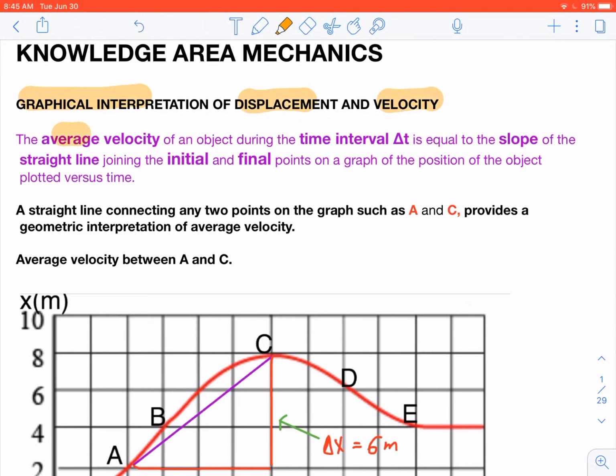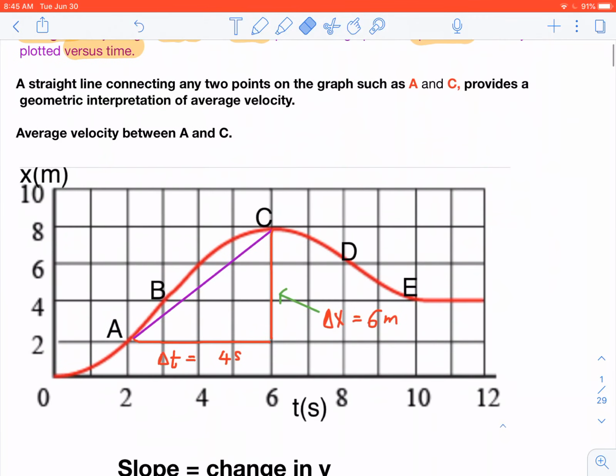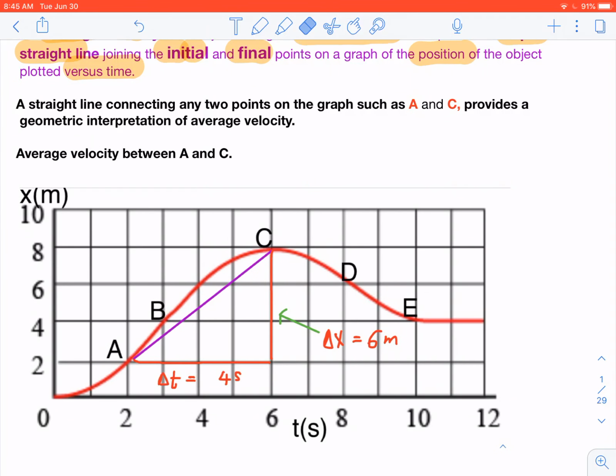The average velocity of an object during a time interval is equal to the slope of a straight line joining the initial and final points on a graph of position versus time. Here we need the average velocity between points A and C.